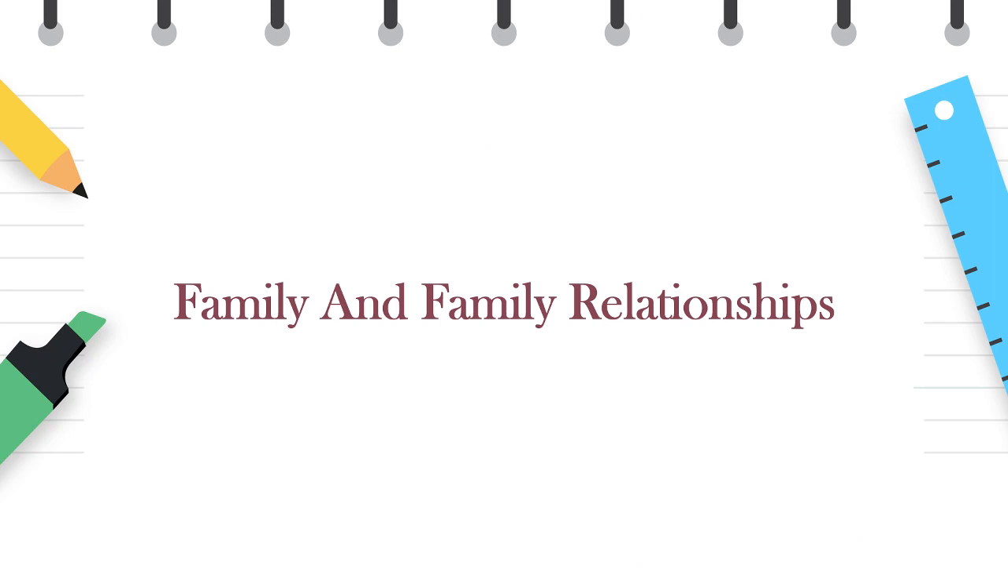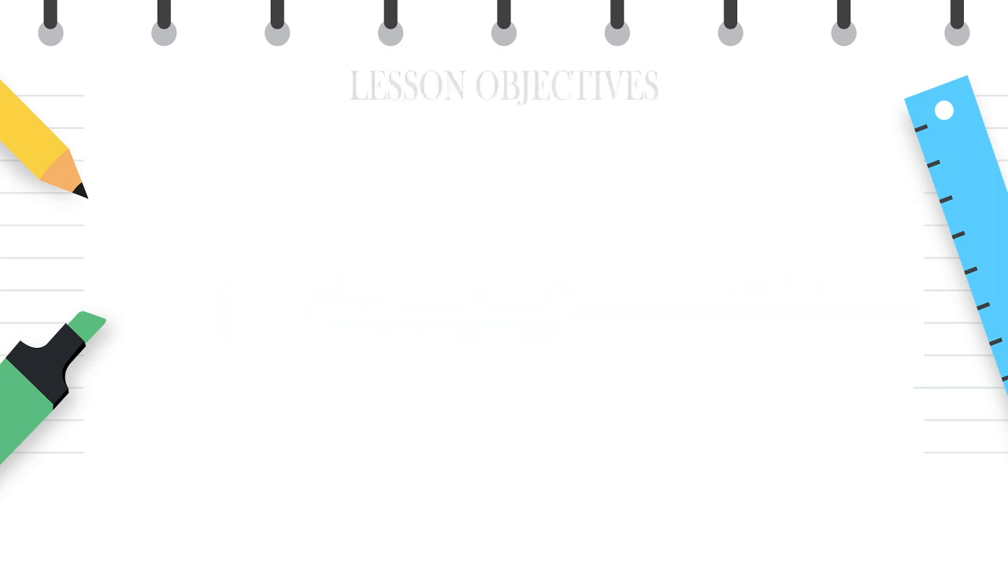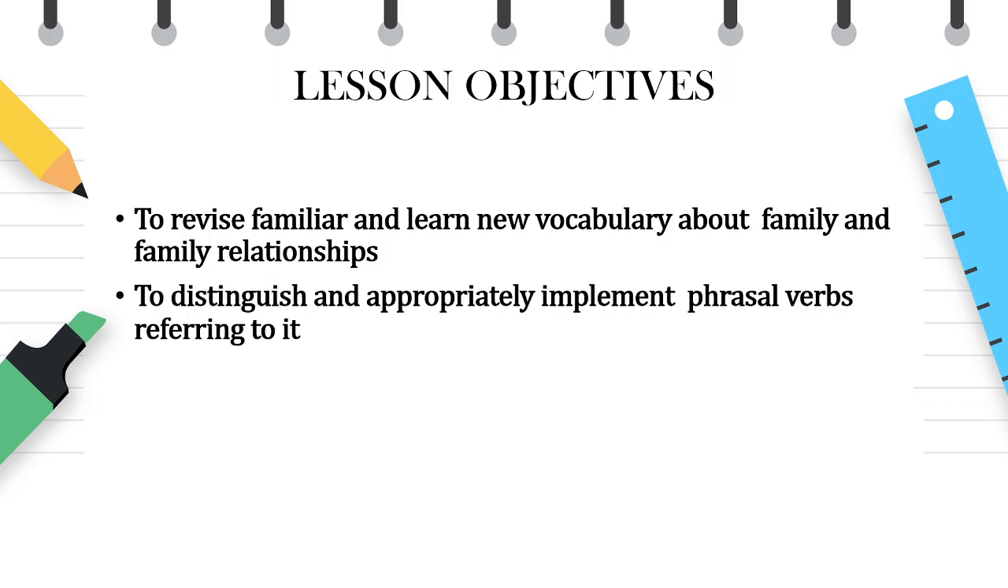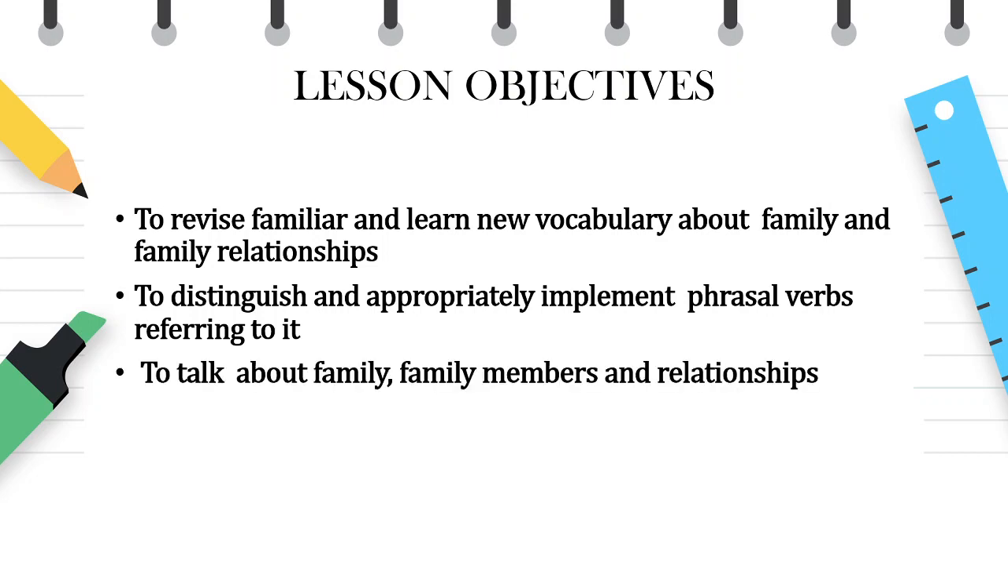Today's lesson is on family and family relationships. In this lesson, we are going to revise vocabulary already acquired or familiar from primary school and also learn some new terms regarding family and family relationships. Next, also some phrasal verbs referring to family, how to distinguish their usage, and later to appropriately implement them in communication, as our target end is to talk correctly about family, family members, and relationships.